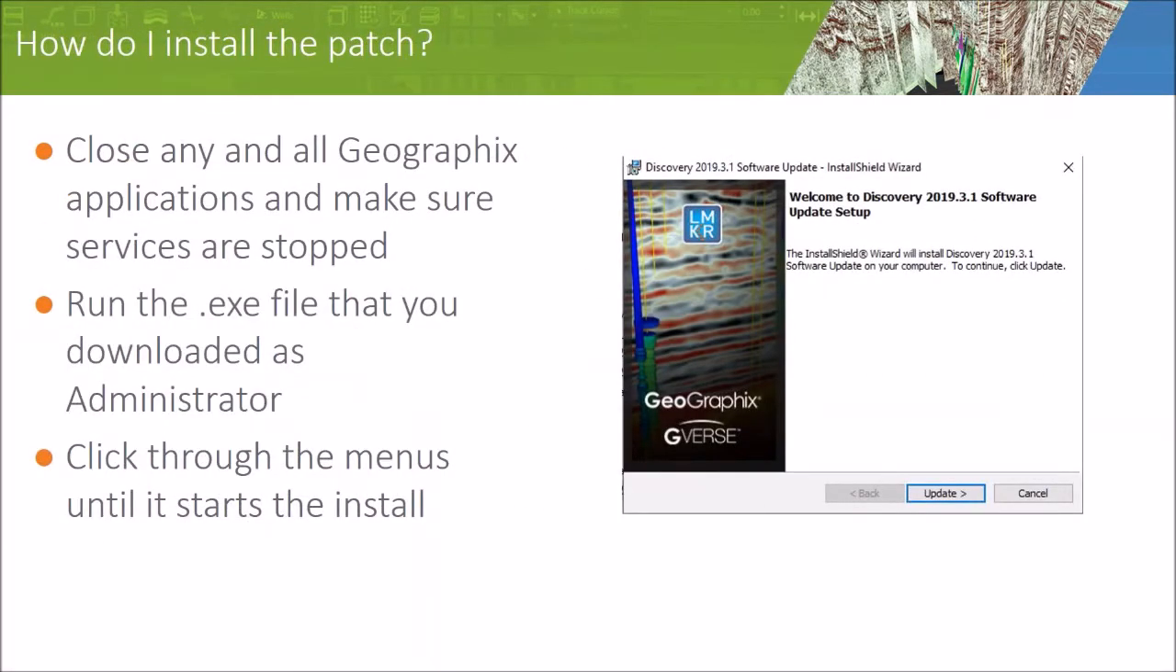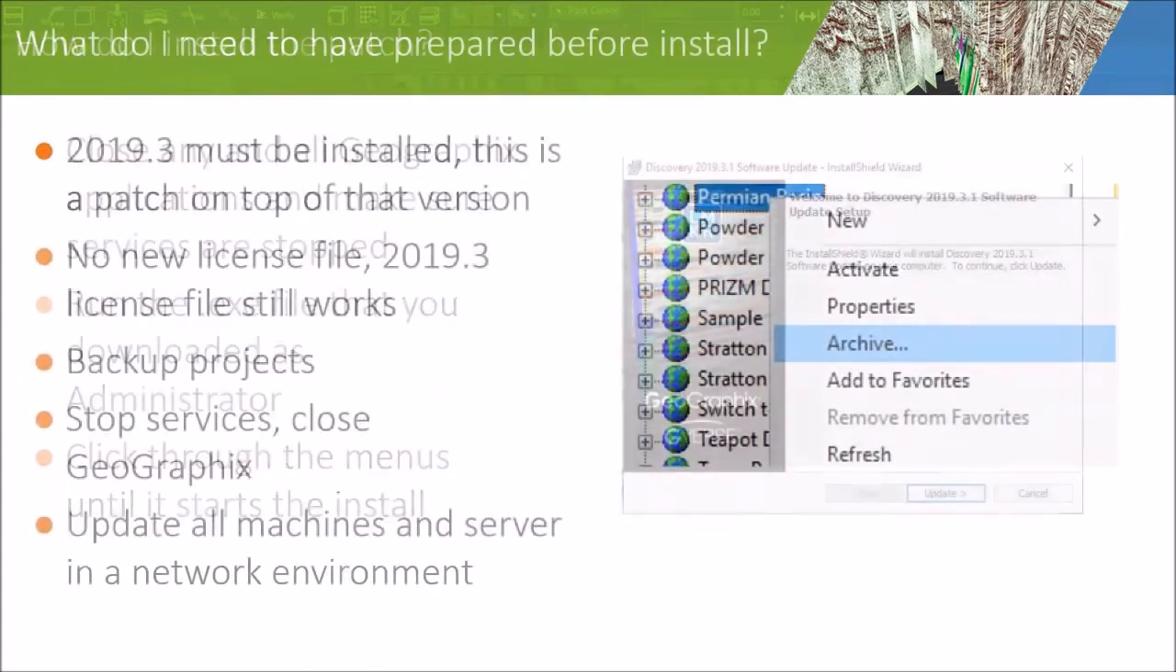Once the file is downloaded, how do you actually begin the installation? So you want to make sure that all GeoGraphix applications are closed and that services are no longer running for GeoGraphix. Once that's done, then you'll go and find wherever you downloaded the file to, find the executable file, and run that as administrator. You'll see the menu prompt appear here. The next step here is saying to update. You'll just click through the options until you get the actual download to start. And once the installation is finished, you should be able to open up GeoGraphix and begin updating your projects.